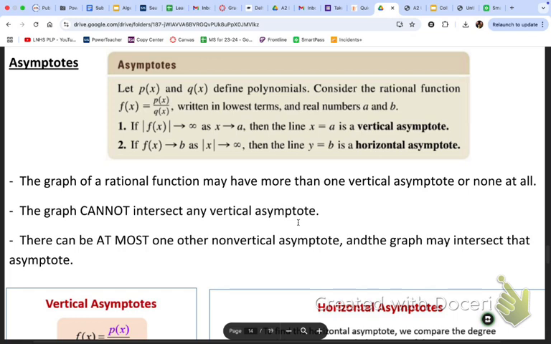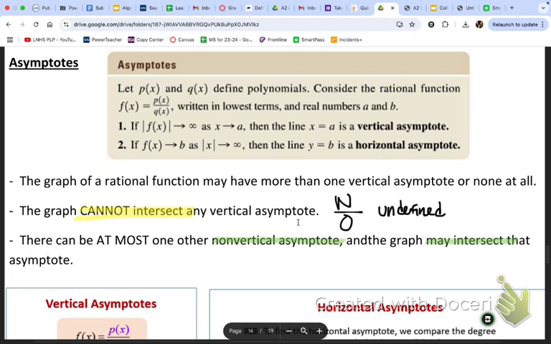All right. Here is can't touch this. The graph cannot intersect any vertical asymptote. The vertical asymptote comes from the denominator, because we do not want it to be undefined. If the denominator is 0, it makes it undefined. Here's the weird part, again, is the horizontal ones. There can be at most one other non-vertical asymptote, and it may intersect it.